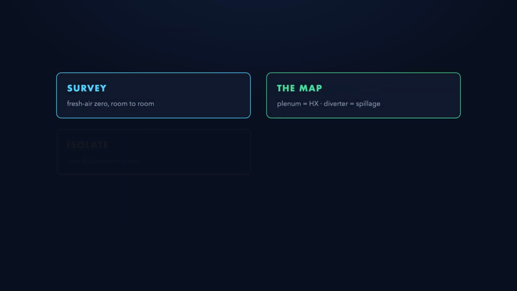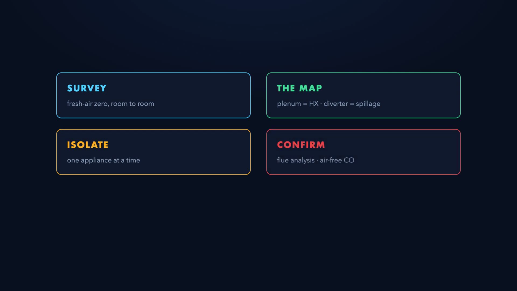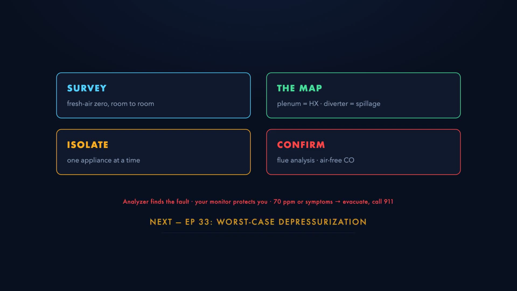Chasing the source: zero in fresh air, read the map, isolate one appliance at a time, confirm at the flue. The analyzer finds the fault, your monitor protects you. If ambient hits 70 or anyone is symptomatic, evacuate and call 911. Next, worst case depressurization.